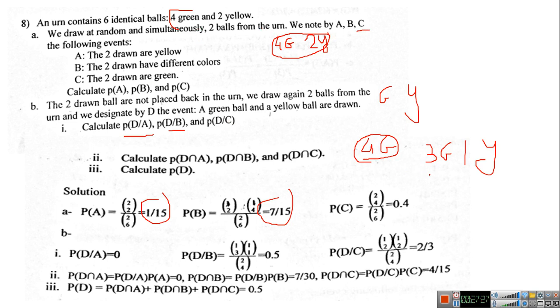And knowing C, so I know that the 2 are green. So I have now 2 green and 2 yellow. I want to draw now 1 green and 1 yellow. It's 1 out of 1, 1 out of 2 times 1 out of 2 over 2 out of 4.